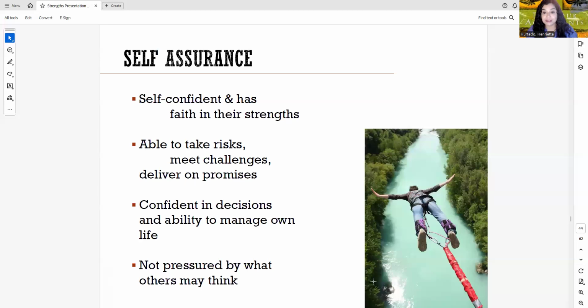Self assurance, self confident, and have faith in your strengths. Able to take risks, meet challenges, and deliver on promises. Confident in decisions and ability to manage your own life, not pressured by what others may think. Good for you.